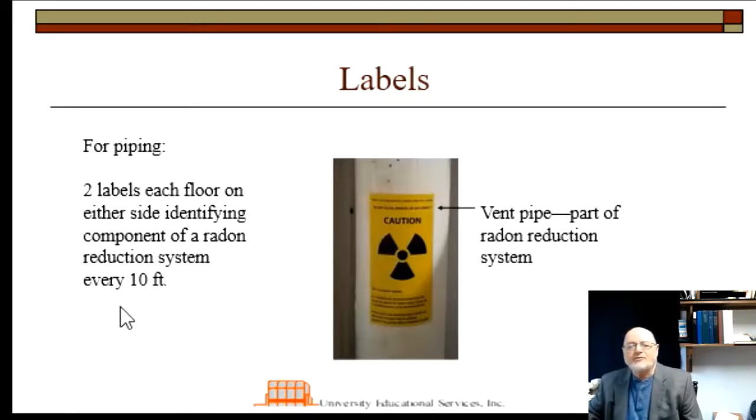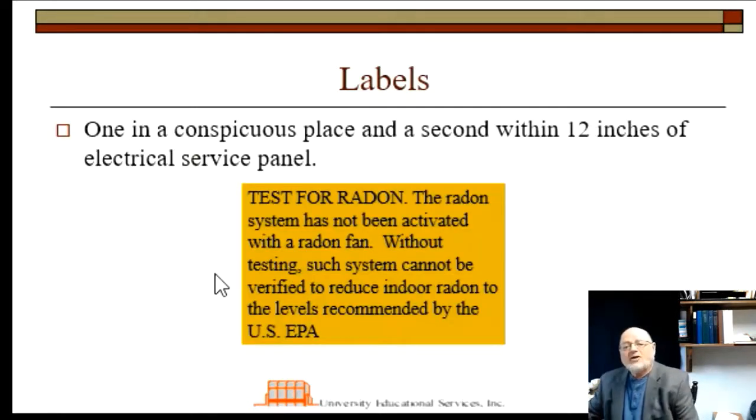you need to have 2 labels on each floor for the vent pipe so that it can be seen from either side that this is a radon vent pipe. And you'll notice the terminology to be used is vent pipe, part of radon reduction system. And you're supposed to put these labels every 10 feet, which effectively means on every floor. Additionally, you have to put one label in a conspicuous place and a second label within 12 inches of the electrical service panel that reads precisely this way. They even tell you what it needs to say. So that's pretty easy.